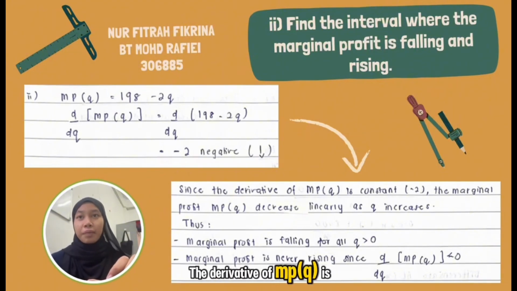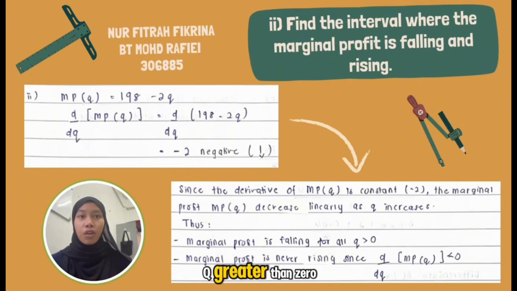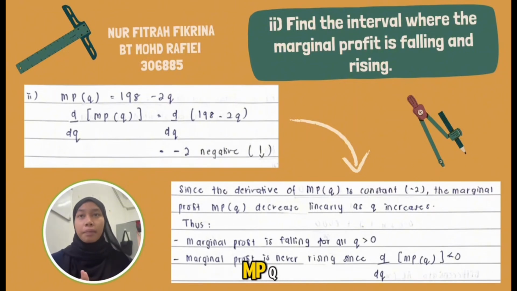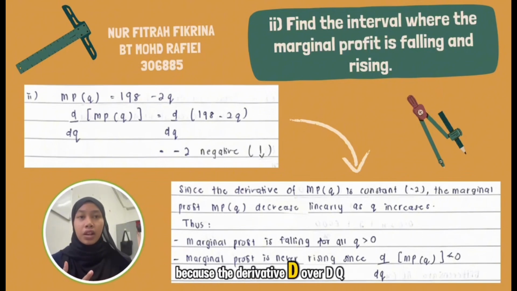The derivative of MP(Q) is constant at negative 2, meaning that it is negative for all Q greater than 0. A negative derivative implies that MP(Q) decreases linearly as Q increases. For all Q greater than 0, since d/dQ of MP(Q) equals negative 2, which is less than 0. Because the derivative d/dQ of MP(Q) is always negative, there is no interval where MP(Q) increases.